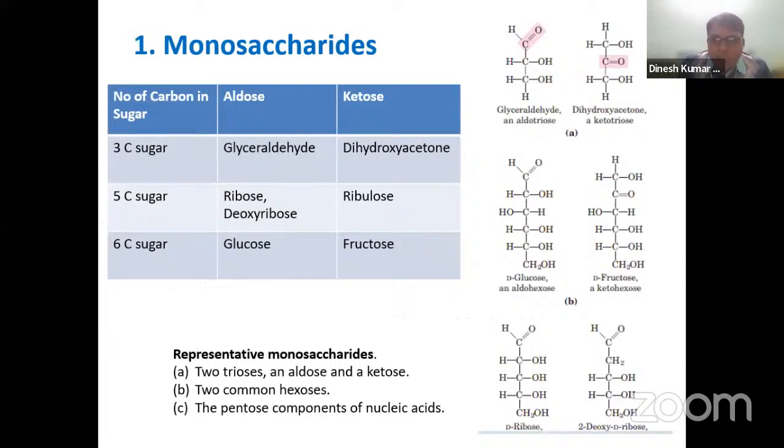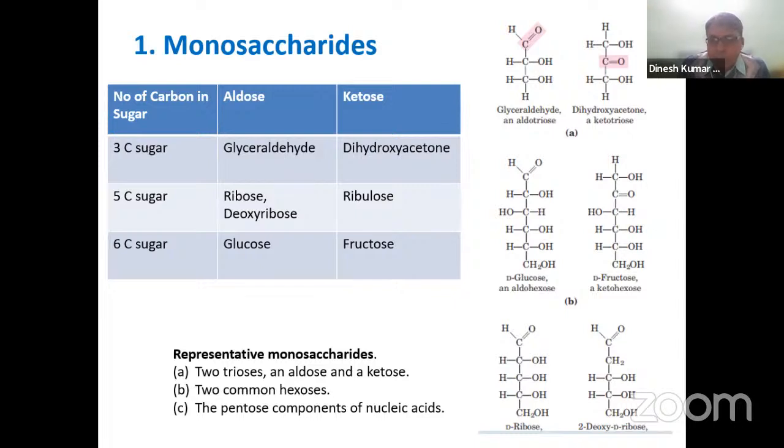So the monosaccharides are the simplest, and they start with 3 carbons. If they have 3 carbons and an aldehyde group, the example is glyceraldehyde. It is an aldose sugar having the aldehyde group and 3 carbons, so an aldotriose. The other one is dihydroxyacetone. It is a ketose triose. It has the ketone group, C double bond O, at carbon number 2 in picture A, and it has 3 carbons, so a ketotriose.